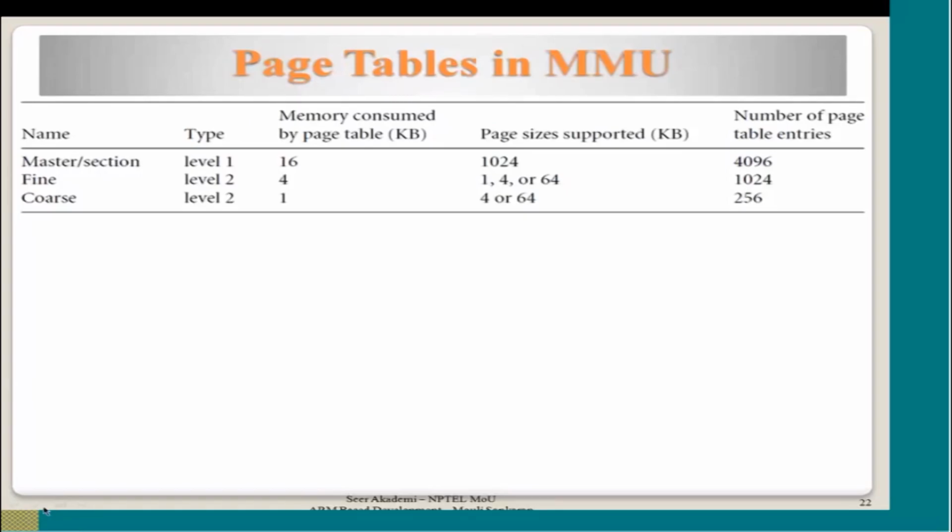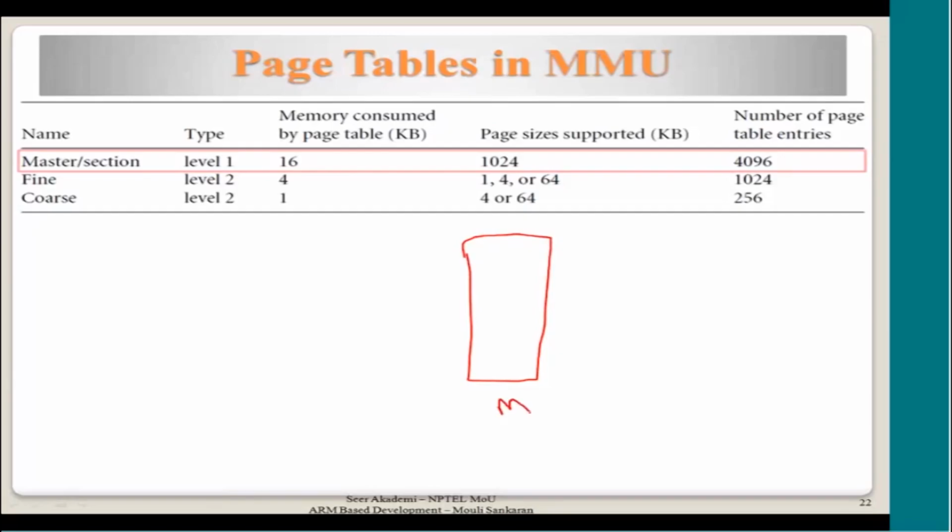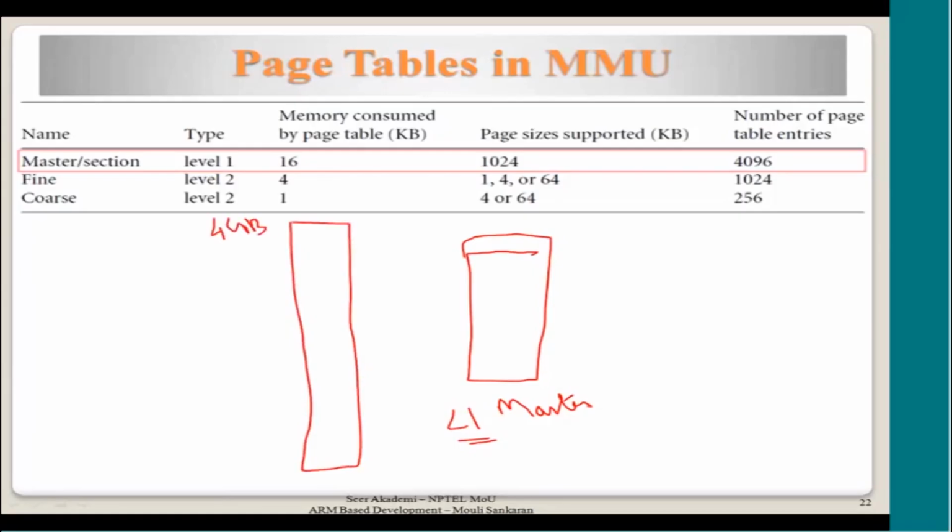Okay, friends, let me explain this master page. The master page is the mapping master page. It is also called the L1 table. Okay, the master table or L1 table is actually mapping the available virtual space we have. Okay, 4 GB of available virtual space.